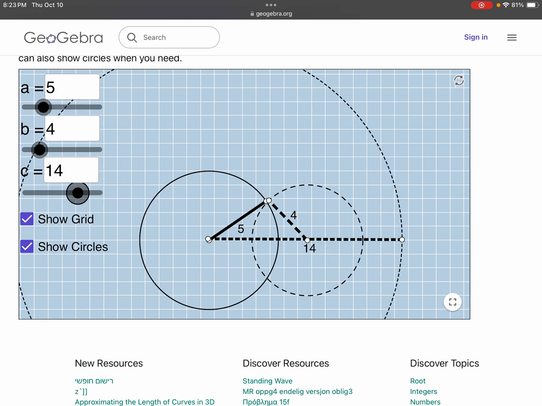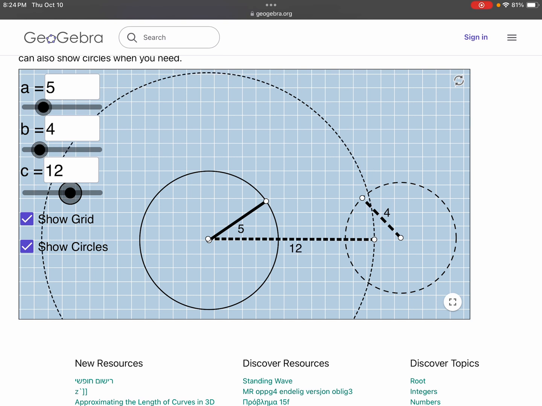Now, what happens if I change that bottom length to a 9? Or actually, let's change it to a 14. Now, when I push this on the edge, notice there's no way they're going to match up. So it kind of makes sense that if the two sides don't add up to be more than the third side, then I don't get a triangle.